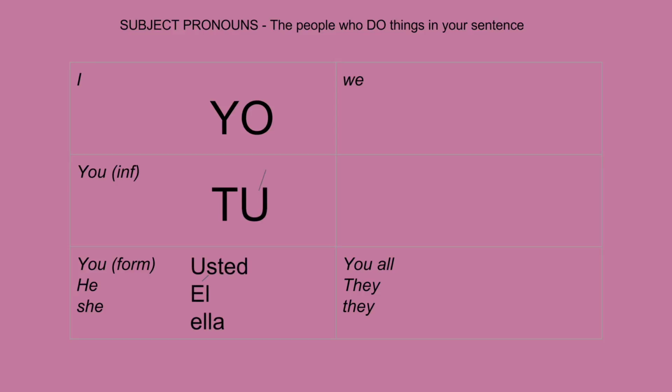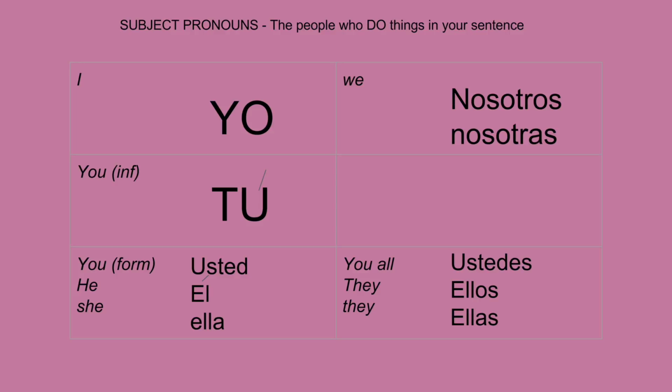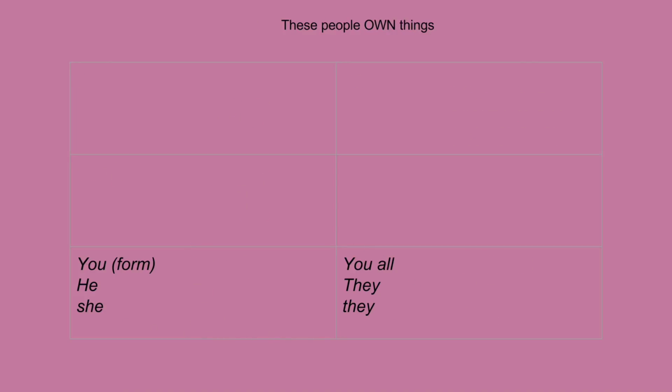Is it coming back to you? We is nosotros or nosotras. And then you have ustedes, ellos, and ellas. We're going to be using this bottom row, okay? These people, we're going to use them to show ownership. So these people now own things, and you can use the exact same people to show ownership.